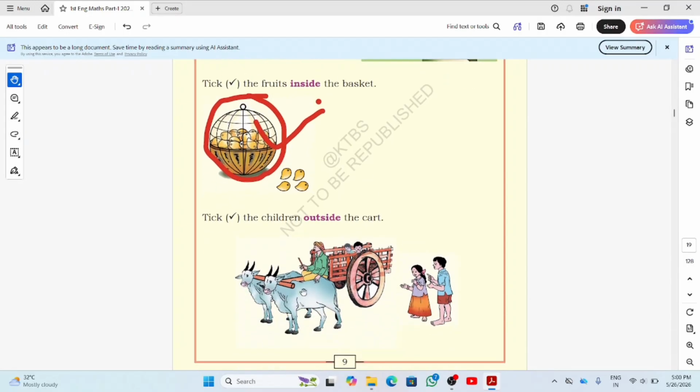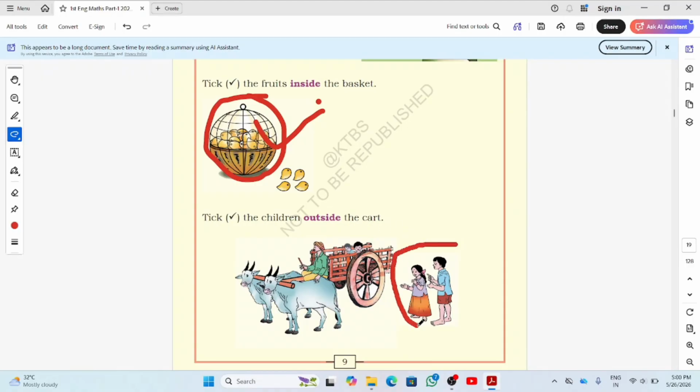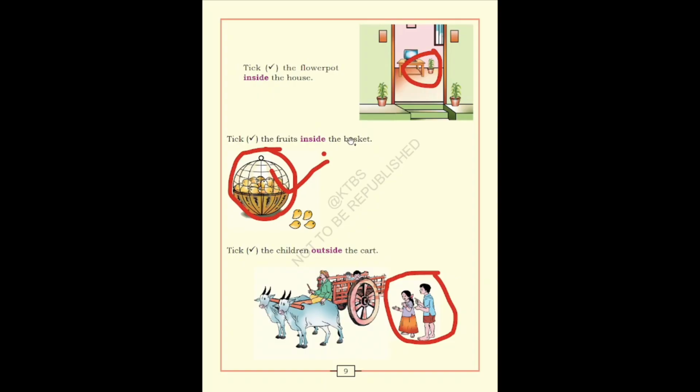Then comes another example here. Tick the children outside the cart. This is a cart. Have you all seen this cart? Yes. Have you all enjoyed the cart? Okay. So some children are inside the cart and some are outside the cart. What they said, children outside the cart. So these children are outside the cart. You have to tick on this. Okay. Understood? Okay. So by this we understood the concept of inside and outside.